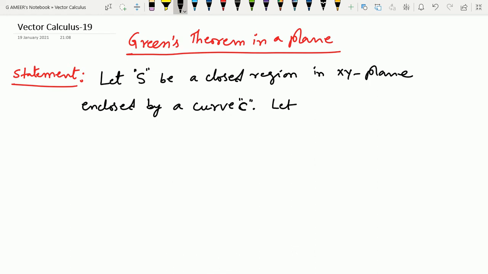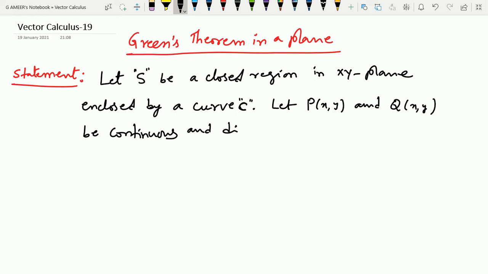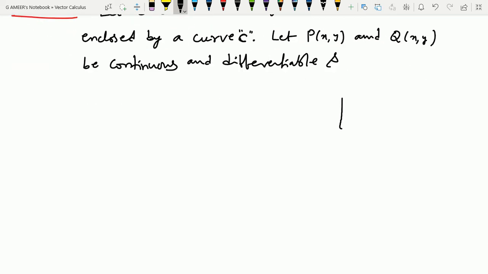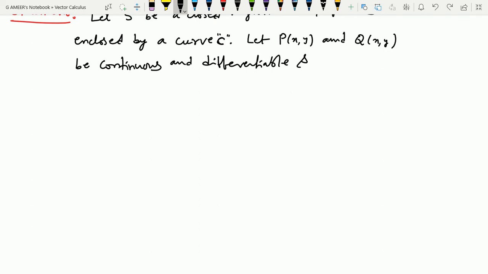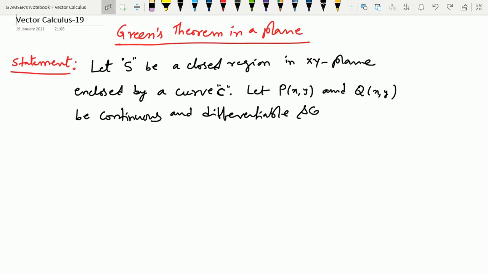Let P and Q be continuous and differentiable scalar functions of X and Y in the region S.